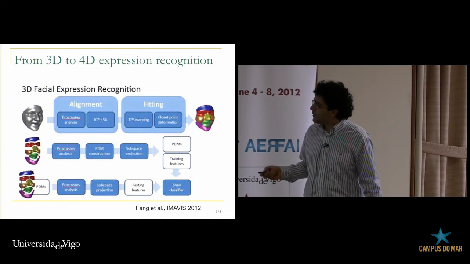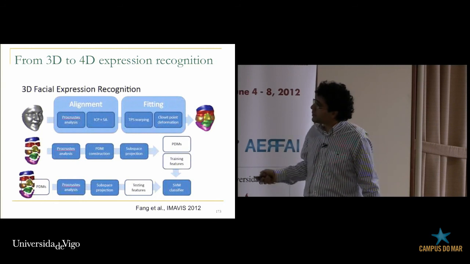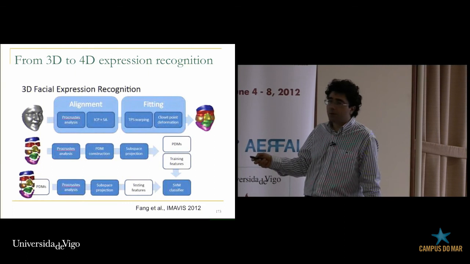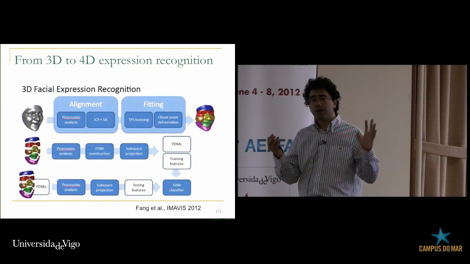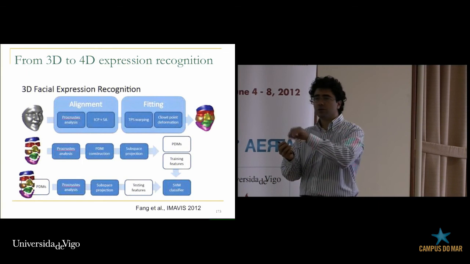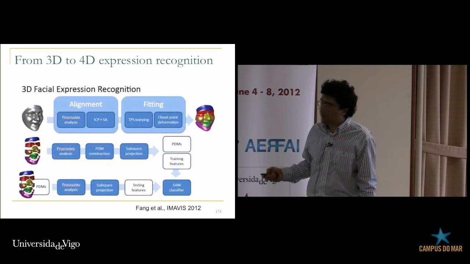This is Ioannis Kakadiaris' group in Houston. It's a very recent paper. This is the pipeline for 3D facial expression recognition: a Procrustes analysis, then an ICP, the iterative closest point, and structural analysis. Then for close fitting, they have a thin plate spline warping, but they don't warp the face to an average face. They warp an annotated face to the test face and then just discard it, just to retain the labels. And then they have SVM classification.